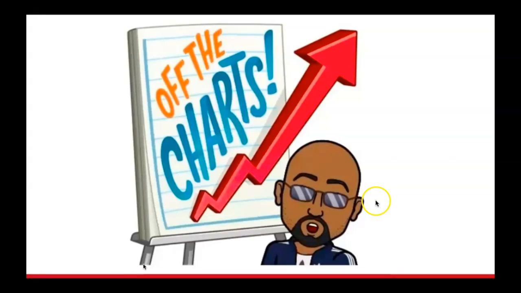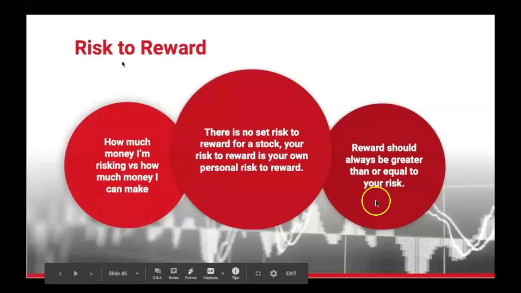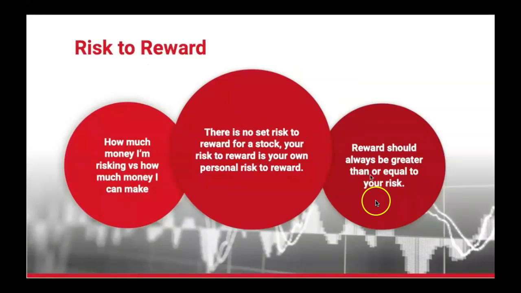But you have all of these weapons at your disposal. You can now trade futures. You can now trade options. You can now trade stock. Use all three, especially if you have a $30,000 account. You have all of these different tools that you can use to make money. Just make sure that when you're looking at your risk or reward, your reward should always be greater than or equal to your risk.